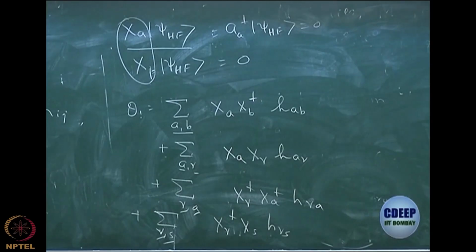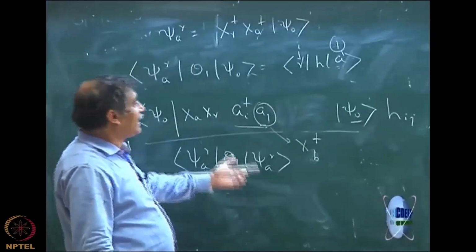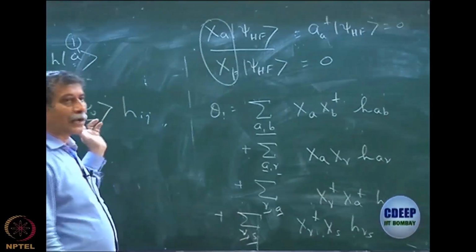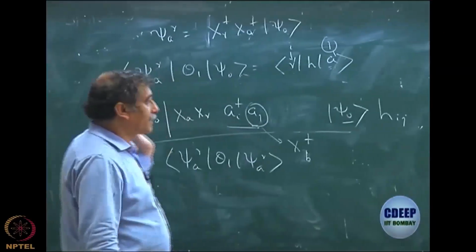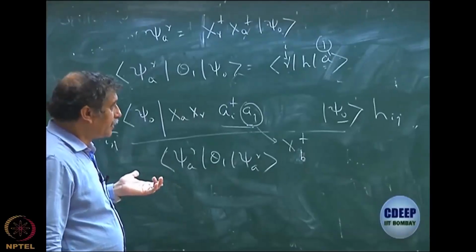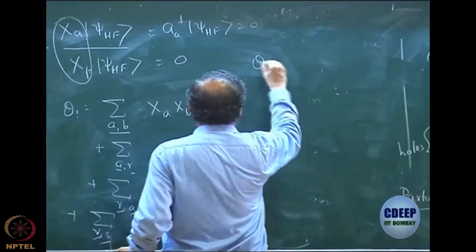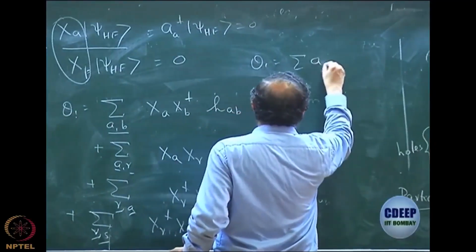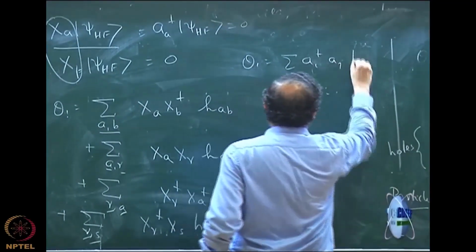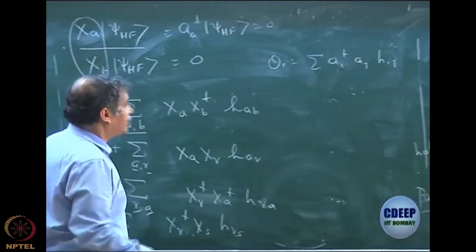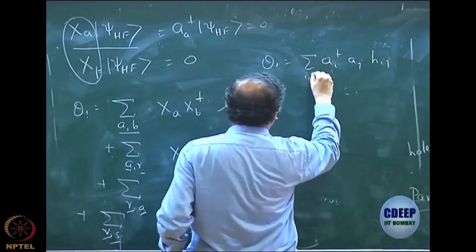So this is exactly what I am doing. Instead of applying the AI dagger AJ, I am actually applying this operator. And then I am showing that only one of them survives in this case. The rest will all become automatically 0. I hope that is clear? Because what I have done is I have written theta 1 as AI dagger AJ HIJ. So this was all I, all J. I have broken it up.